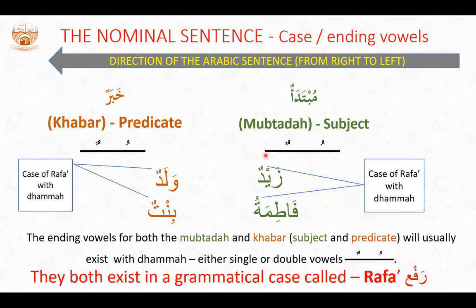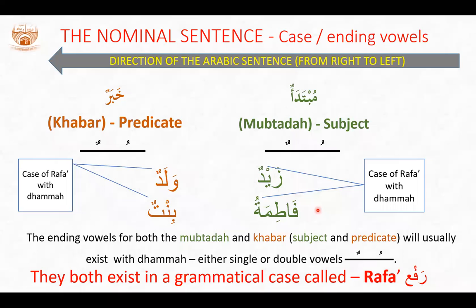Huwa is really a pronoun, and you would learn that pronouns will not change their vowel to suit the change of case. So keep that in mind. I'm going to touch on that probably next week, inshallah. Let's read here. The ending vowels for both the mubtada and khabar, subject and predicate, will usually exist with dhamma, either single or double vowels. So you can have a single vowel and you have the double vowel.